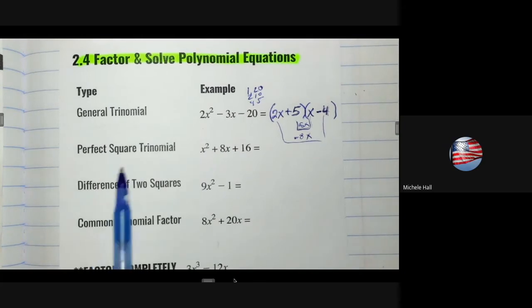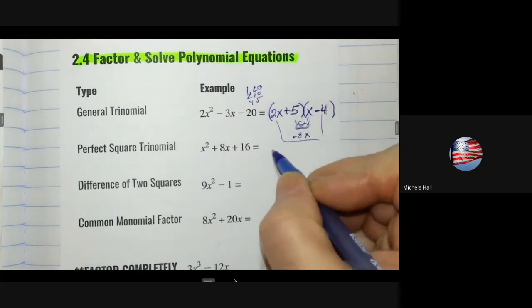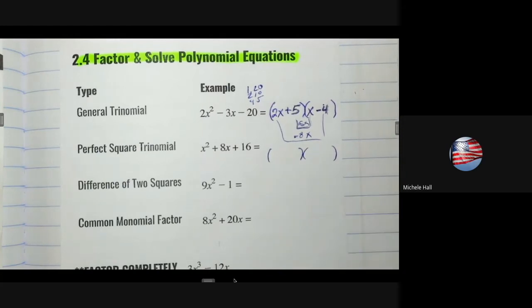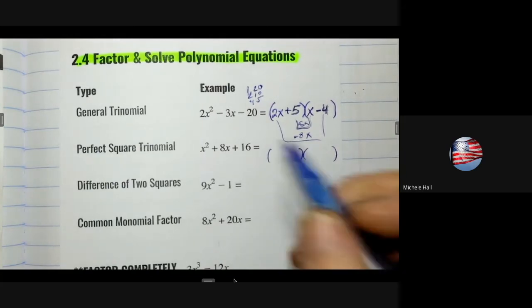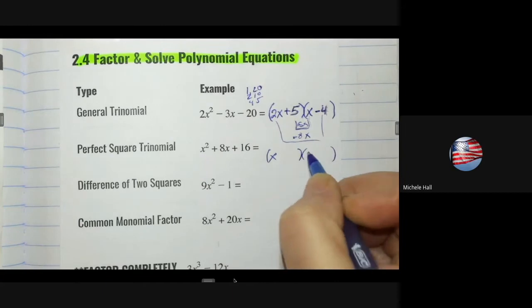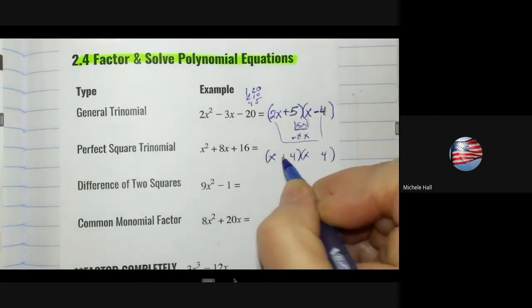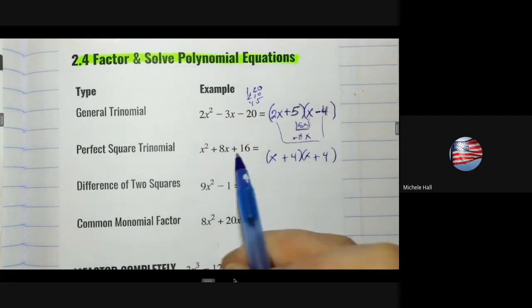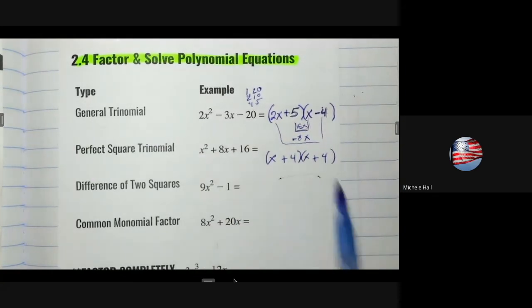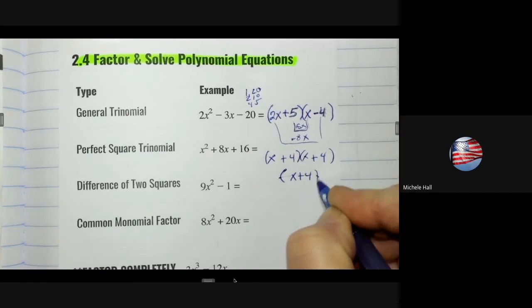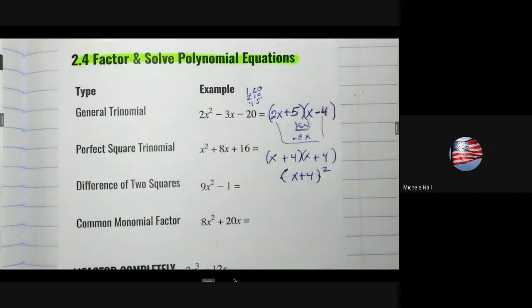A perfect square trinomial. A perfect square means you're going to have the same thing in both parentheses. It's a square. We have x times x, and 4 times 4 is 16, and positive 4 plus positive 4 equals 8. Here's the factors. And now my final answer would be x plus 4 squared, a perfect square trinomial.